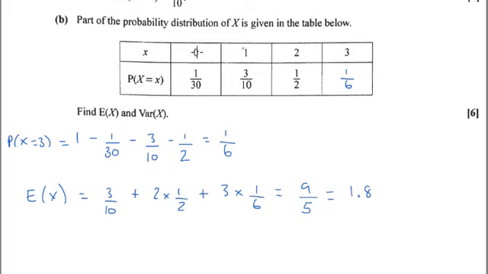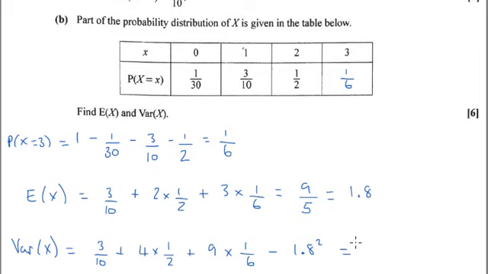Variance of x is similar to start with. We square this number before we times it by the second one and add the results, and we also subtract the square of the expectation. So the variance of x is going to be 0 squared times 1 over 30, so that's still 0. 1 squared times 3 over 10, so that's still just 3 over 10. But then it's going to be 2 squared times a half, so 4 times a half. And it's going to be 3 squared, so 9 times a sixth. And we're going to subtract 1.8 squared.